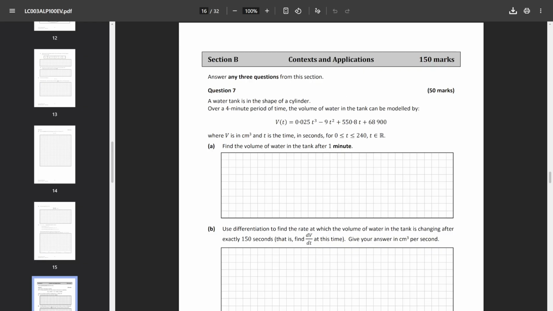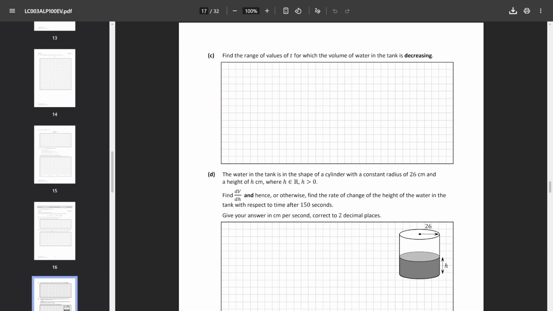So section B is starting off with a fairly regular differentiation question. So we have a tank of water, finding a volume, then finding a rate, so that's pretty standard.